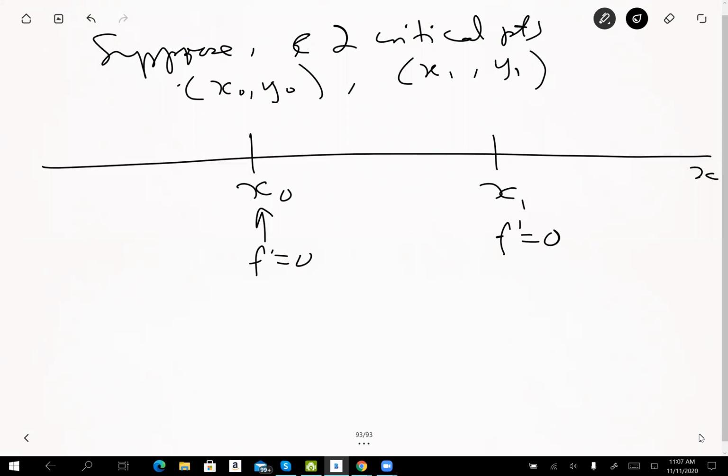Okay, based on this graph, based on this picture, how many intervals do we have? Or how many intervals is it broken into? Okay, what are the intervals? Give me the first interval.